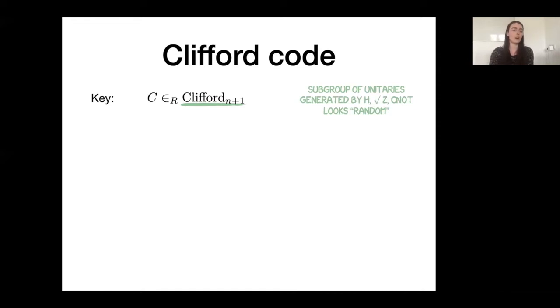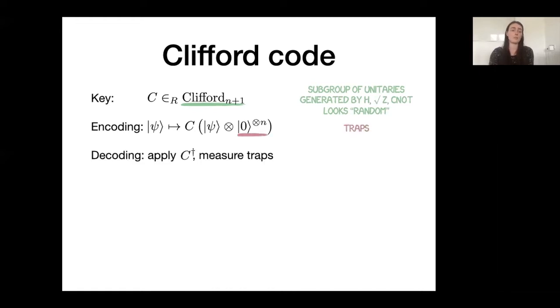The encoding of a single qubit state psi is done by simply appending a number of computational zero qubits to the state, and then applying the Clifford C to the entire state. We call these zero qubits traps. To decode, C inverse is applied and the traps are measured in the computational basis. And if all the measurements return 0, then the authentication is accepted and we assume that the data hasn't changed.